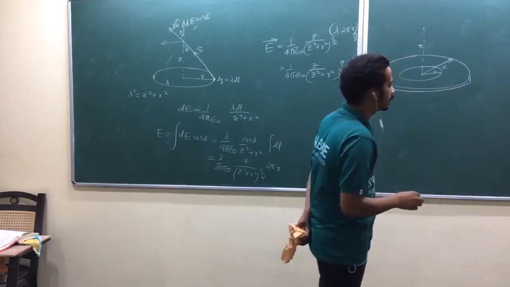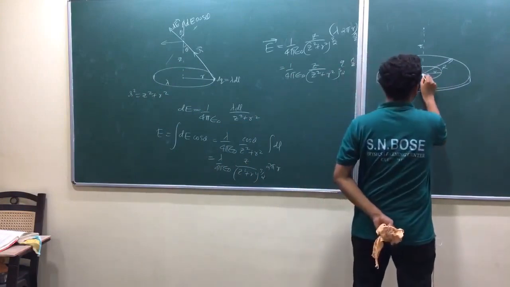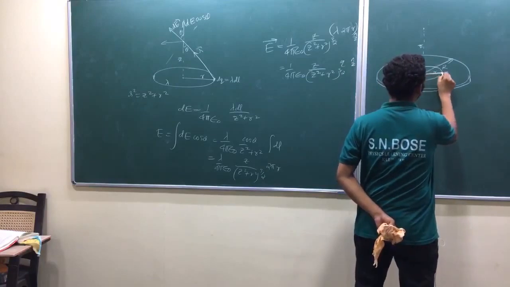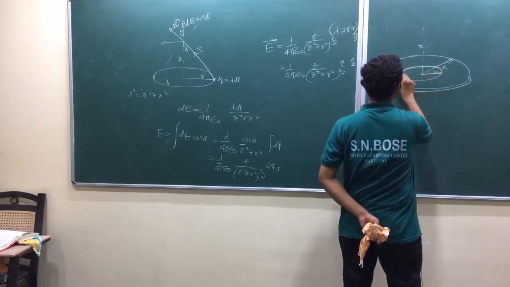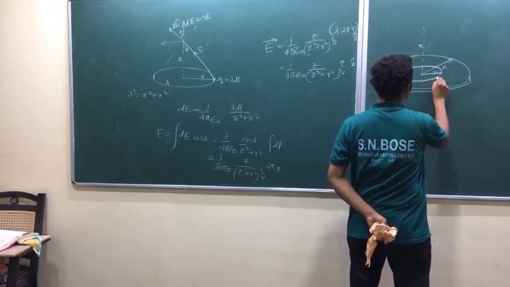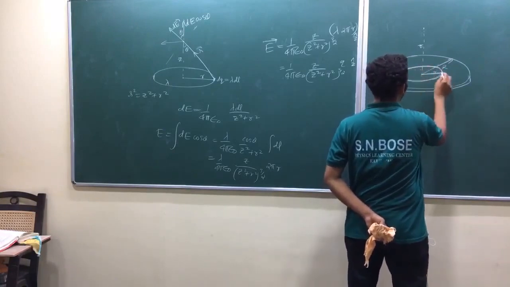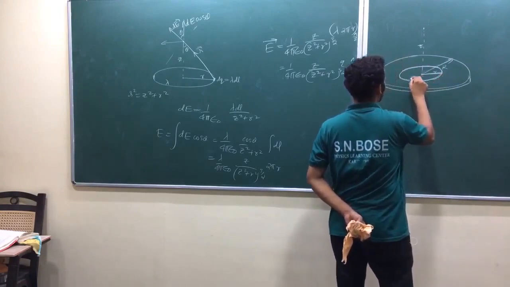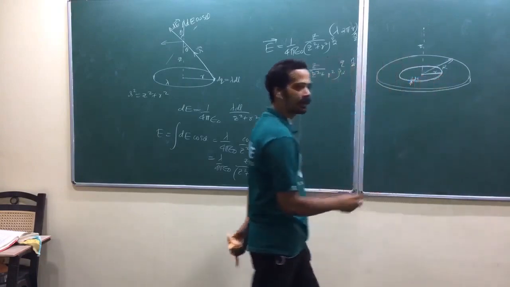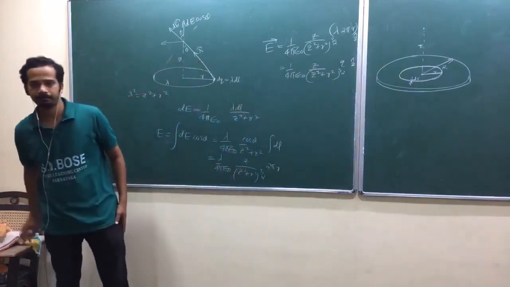Is that okay? Now let me take that ring of radius r to r plus dr. I'd better take it like this. This ring is of radius r to r plus dr, where this is dr.